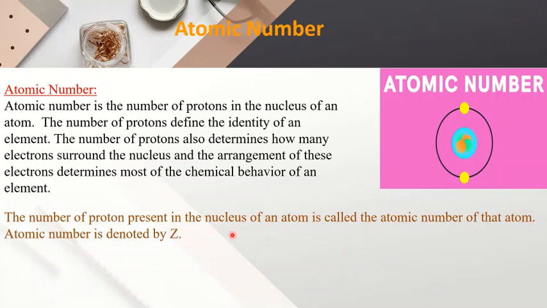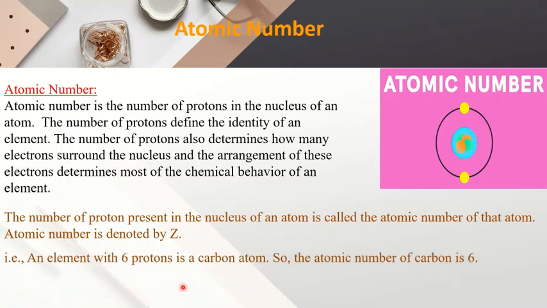So, what is atomic number? The number of proton present in the nucleus of an atom is called the atomic number of that atom, and atomic number is denoted by Z, capital Z. For example, an element with 6 protons is a carbon atom because carbon has 6 protons. So, the element which has 6 protons is carbon atom. So, the atomic number of carbon is 6. In the same way, an element with 7 protons is nitrogen atom, and the atomic number of nitrogen is 7.